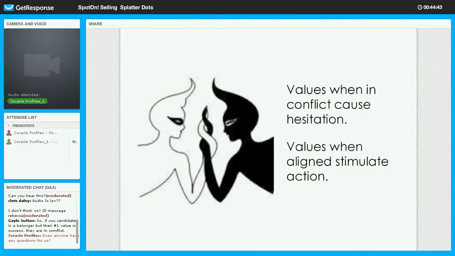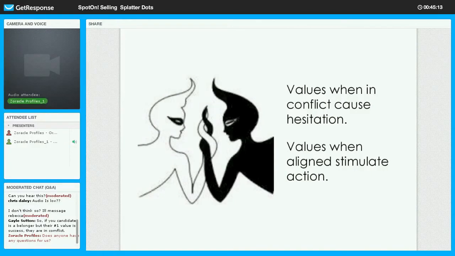Values, when aligned, will cause people to take action. So just know if something is askew, it's going to slow down the process. The minute you align those values with a business or 2 or 3 businesses, if you're a broker, that aligns with those values, your candidate is going to quickly go through the process. But if that business does not align with their values, they're going to feel confused and conflicted.